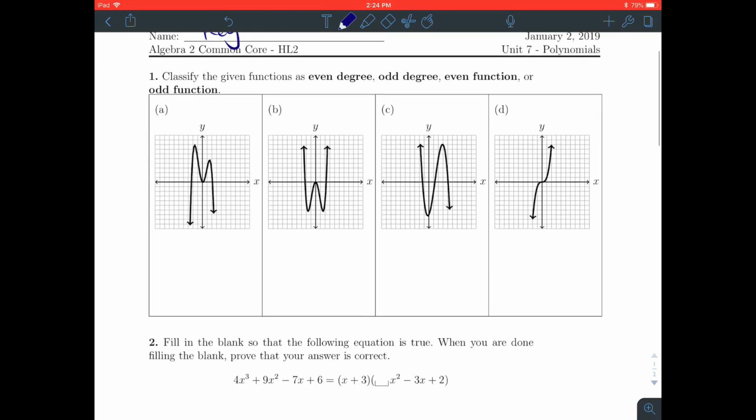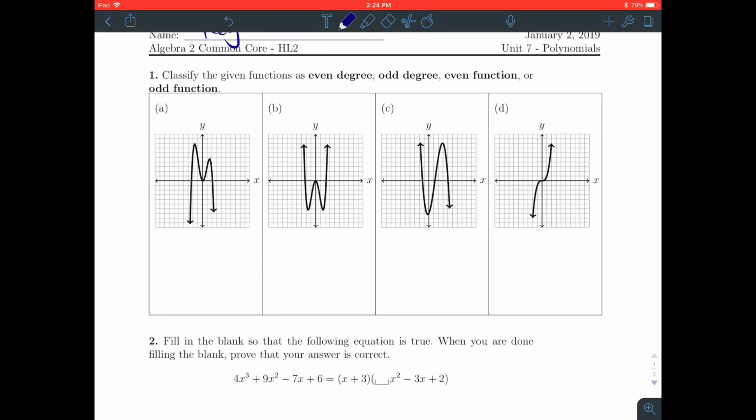So we're going to be classifying these functions just like we've been doing in class. To start off, we've got a function that has, worrying about degree first, even degree because the arrows are facing the same way. So the next question is, is this an even function or an odd function? It actually turns out to be neither. To be an even function, it has to be perfectly symmetric across the y-axis, so something like this. And to be an odd function, it has to have perfect rotational symmetry around the origin, 180 degrees. So this is neither for the function type.